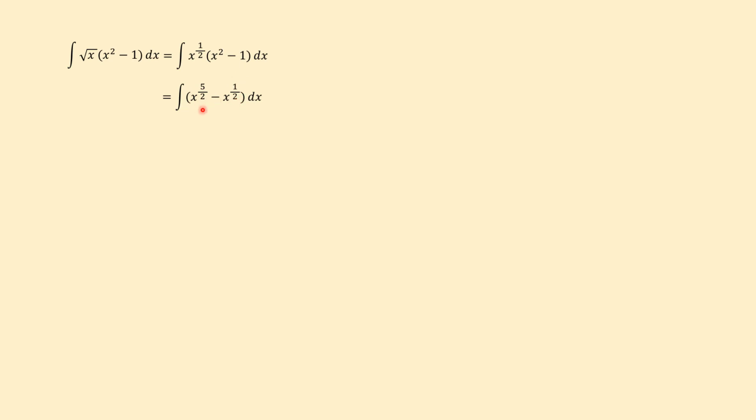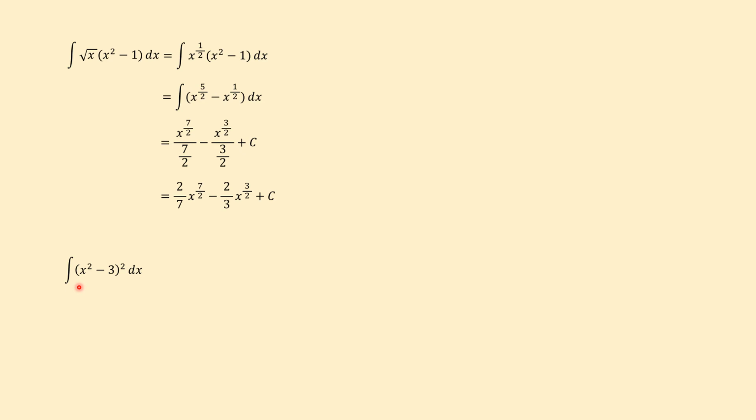Now easily we can integrate this expression. Integral of x to the 5 over 2 is x to the 7 over 2 over 7 over 2, minus x to the 3 over 2 over 3 over 2, plus c. We added 1 to these powers and we put the new power in the denominator. And if you simplify it, finally the answer is 2 over 7 x to the 7 over 2 minus 2 over 3 x to the 3 over 2 plus c. I leave simplifying this answer and writing it in the radical form to yourself.